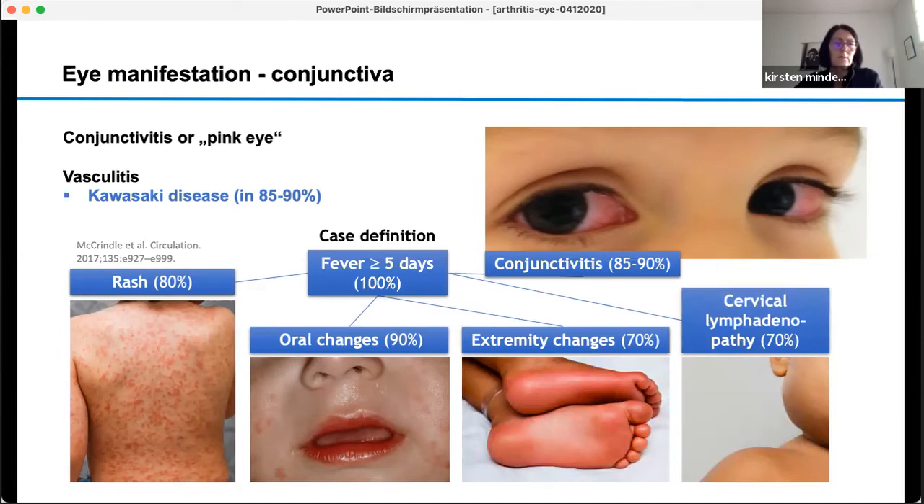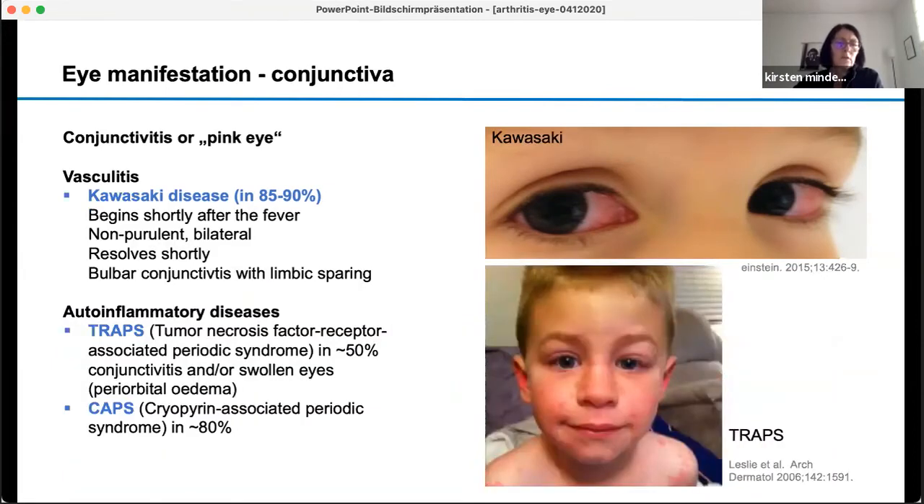Here, conjunctivitis is one of the 5 principal clinical features that, in addition to fever, are used to diagnose this vasculitis. But conjunctivitis is also a typical manifestation of autoinflammatory diseases, such as the periodic fever syndromes, TRAPS and CAPS, and especially in TRAPS, conjunctivitis and eyelid edema, which occur in the acute phases of the disease and can be seen in this little boy, are pathognomonic and often point the way to the diagnosis. However, these diseases are very rare.